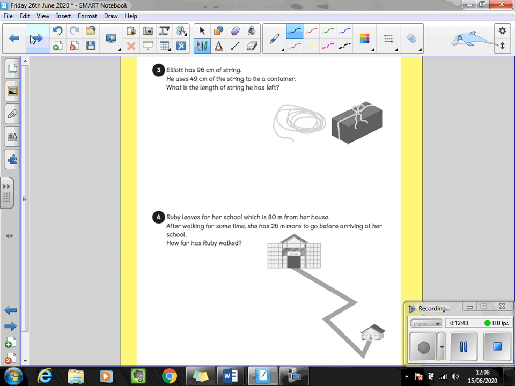Question 3. Elliot has 96 centimetres of string. He uses 49 centimetres of the string to tie a container. What is the length of string he has left? Question 4. Ruby leaves for her school, which is 80 metres from her house. After walking for some time, she has 26 metres more to go before arriving at her school. How far has Ruby walked so far?